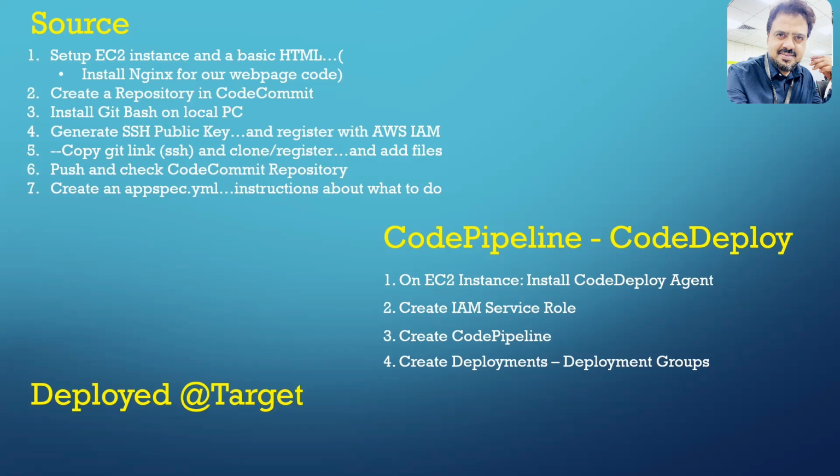And then we will be moving on to CodePipeline, the second layer, and then the CodeDeploy procedure. Here we will have the EC2 instance, install the CodeDeploy agent, create the IAM service role, create the CodePipeline, and then finally we will create the deployments and deployment groups, and then push it to the target.